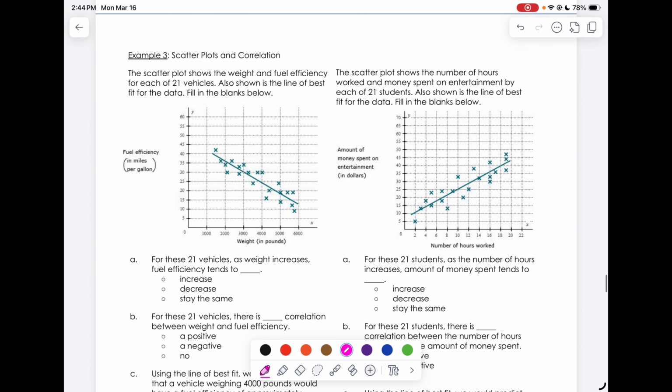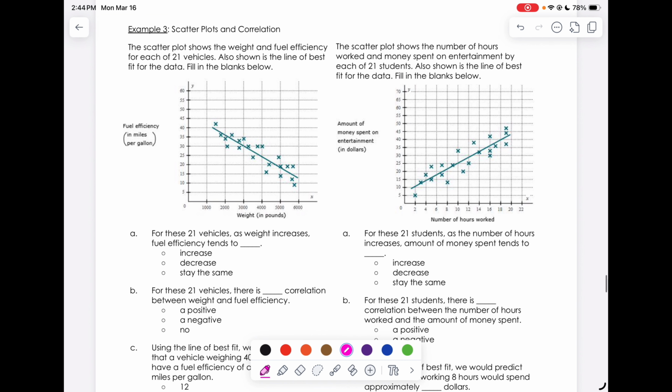So we got our chart right here. Our X is the weight in pounds. Our Y is the fuel efficiency. And then it tells us that it's in miles per gallon for the fuel efficiency. And then it says that the weight is in pounds.